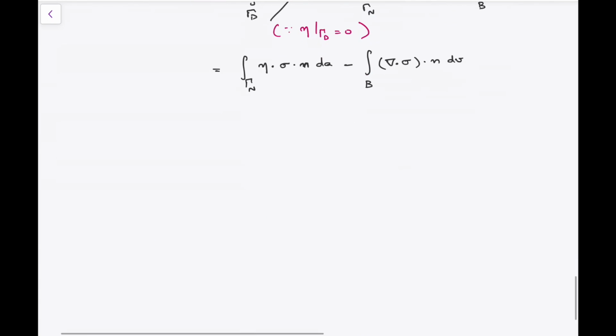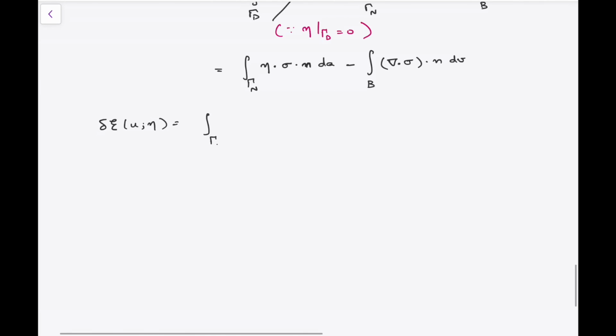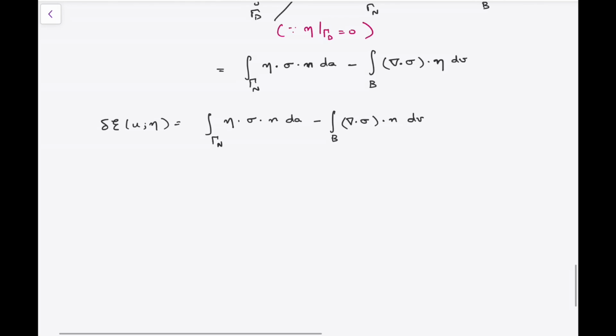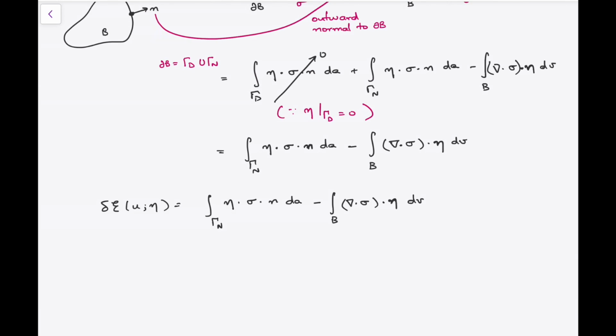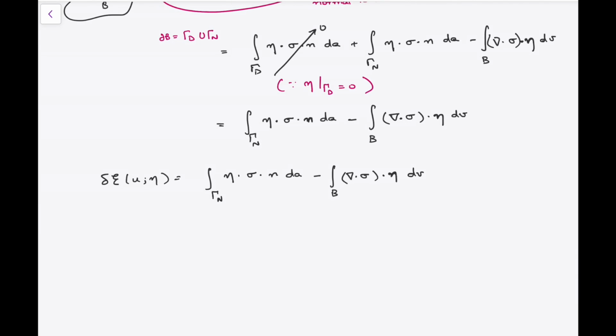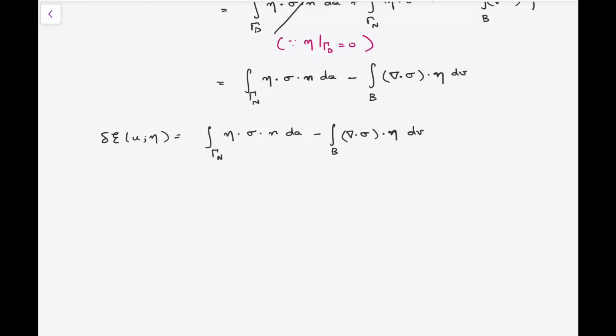Now once you do that, you can substitute this in the expression for the directional derivative of E at u along the direction eta, and this gives you this nice expression: eta dot sigma dot n evaluated over the boundary minus the divergence of sigma dotted with eta. Okay, be careful, what you have there is eta not n, and this is the expression that you have.